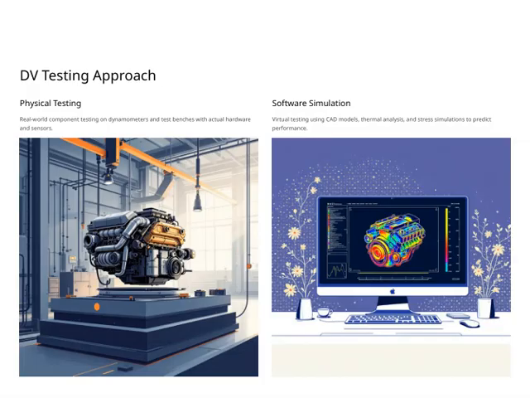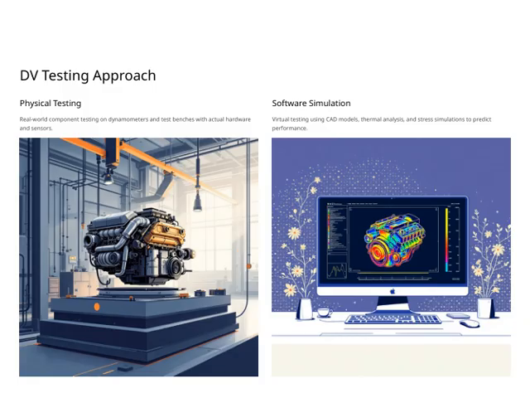Let's talk about the DV testing approach we use to ensure our systems are robust and reliable. First, we have physical testing, which involves testing real-world components on dynamometers and test benches. This means we actually use the hardware and sensors in a controlled environment to see how they perform under realistic conditions. It's a crucial step because it gives us tangible, hands-on data.